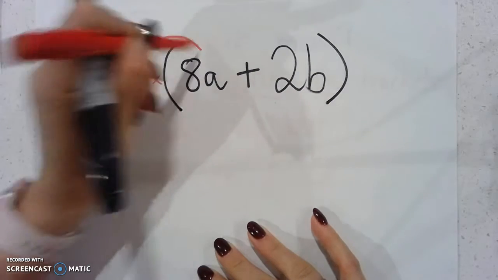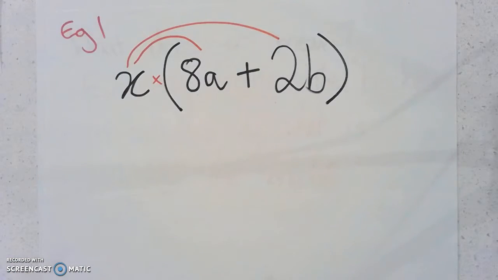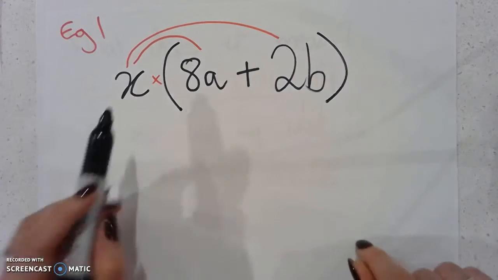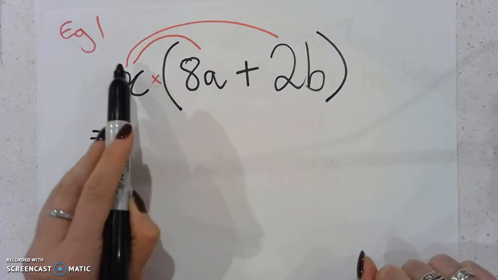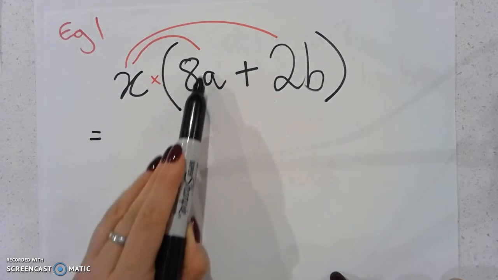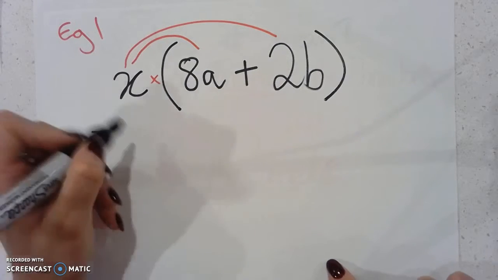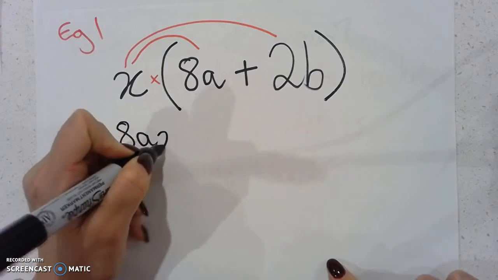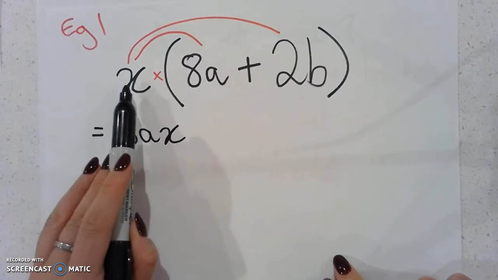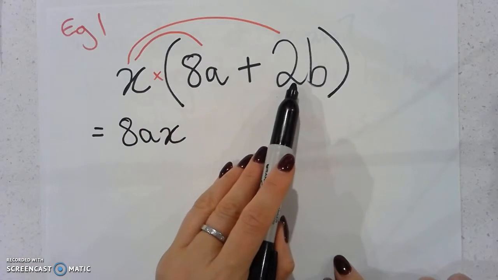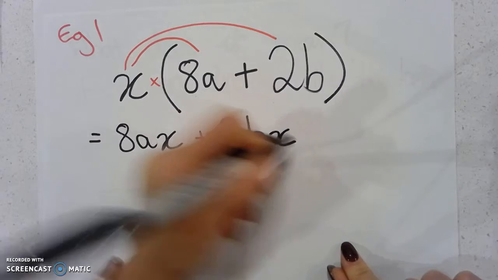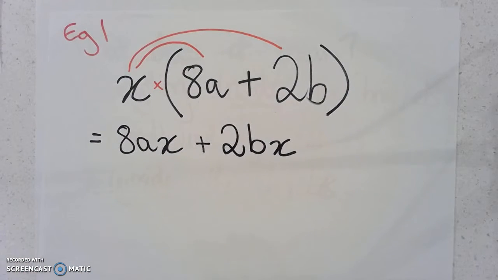So what I like to think of is arches. I like, with the working, for you to draw your arches, which links up everything outside the bracket to every term inside the bracket. So this is telling us x multiplied by 8a. So then we have 8ax. Remember, you want to go alphabetical order within the term. Done. Now we've got x multiplied by 2b. So it will be 2bx. And that's all the level of working it needs.